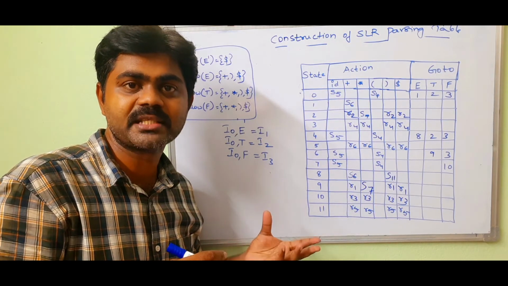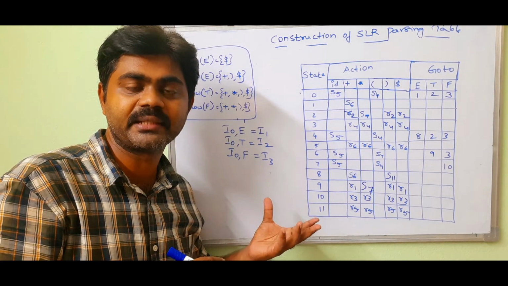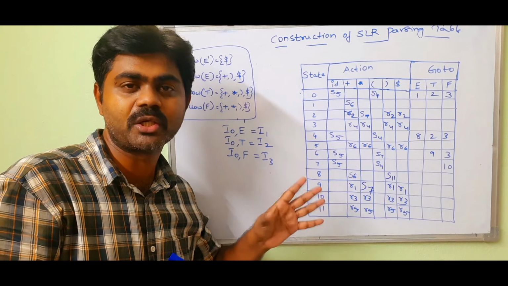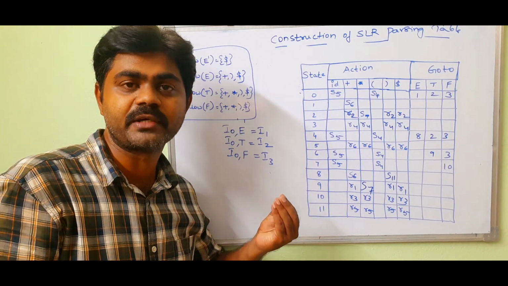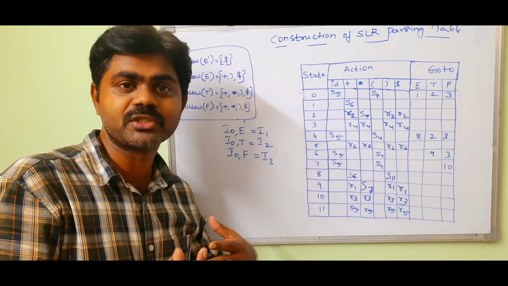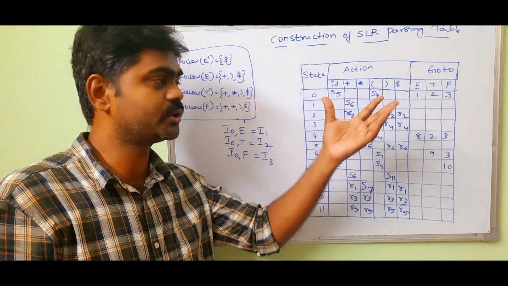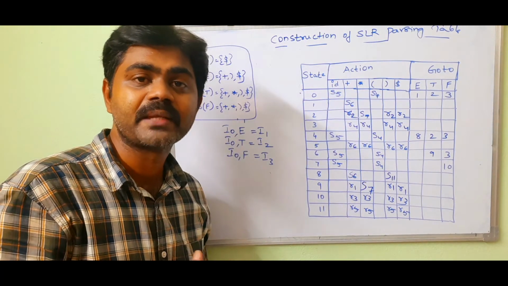First grammar is given, you need to find out the augmented grammar for that, all items, that is I0 to I11. Later on we should find out follow, we should apply all these rules and apply the action and go to, and finally we need to construct the parsing table.